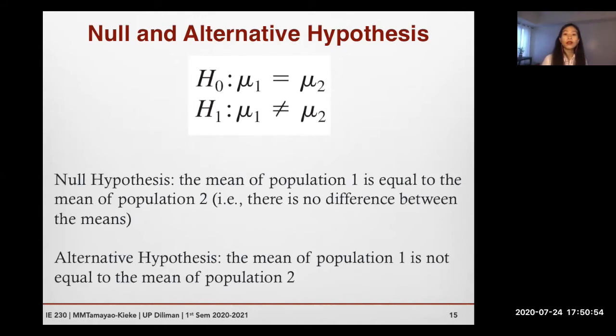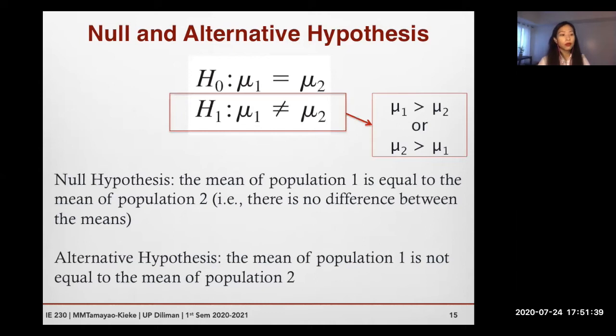Okay, so the null hypothesis is basically that the mean of population 1 is equal to the mean of population 2. That is, there is no difference between the means or the bond strengths of the two formulations being investigated in our example. And the alternative hypothesis is that there is a difference. Okay, so as you can observe here, the alternative hypothesis would be true when either mu1 is greater than mu2 or mu2 is greater than mu1. So this is actually a case of a two-tailed hypothesis test.